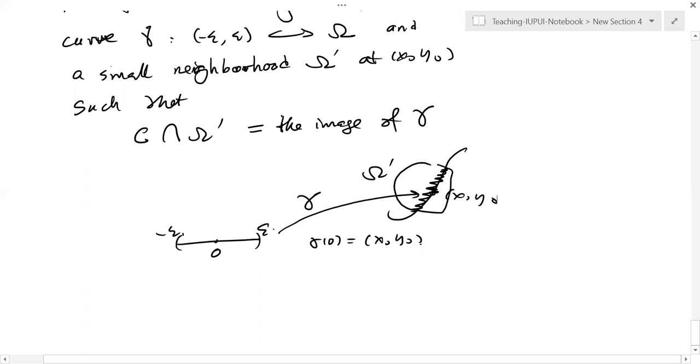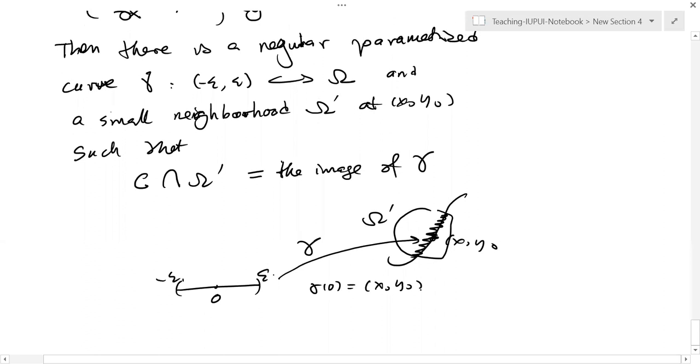And conversely, every regular level curve, its image can be viewed, in a small neighborhood, as a level curve. We can also prove this. But this is the most important thing.